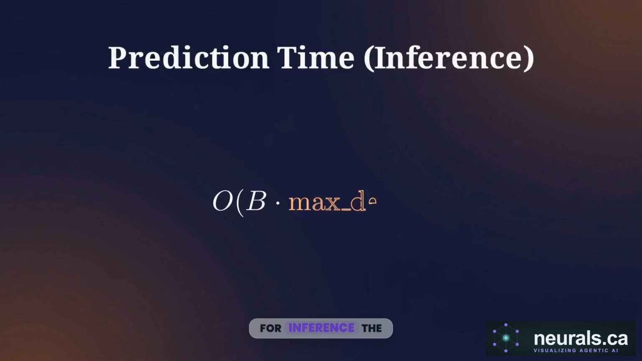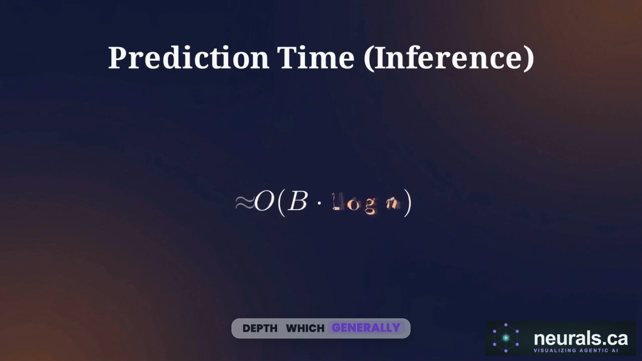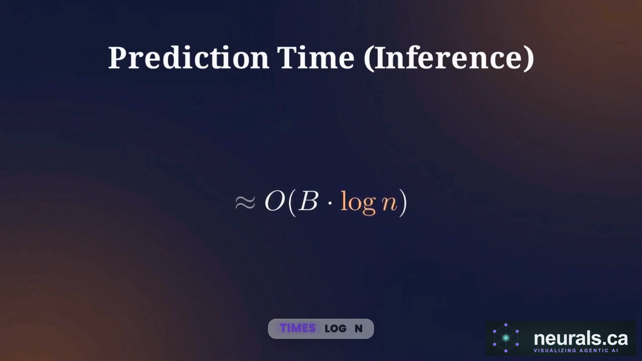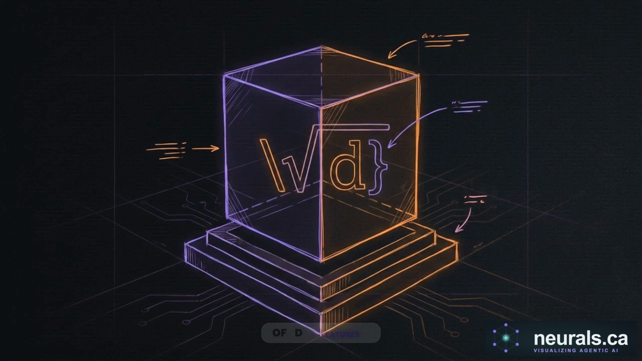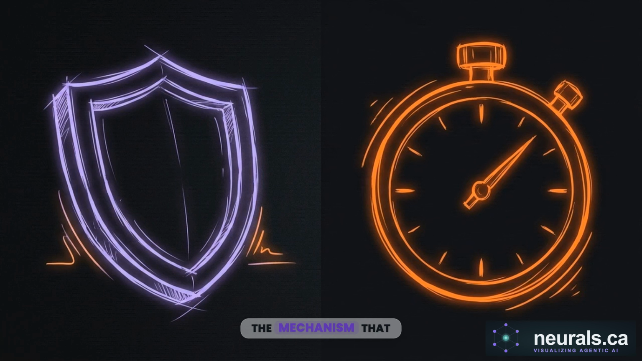For inference, the prediction time complexity drops to big O of B times the maximum depth, which generally approximates to big O of B times log N. Finally, the space complexity required to store the physical forest in memory is simply big O of B times the total number of nodes. The square root of D feature subset is the dual-purpose optimization at the core of the algorithm. It serves as both the mechanism that prevents overfitting and the mathematical shortcut that slashes training time.